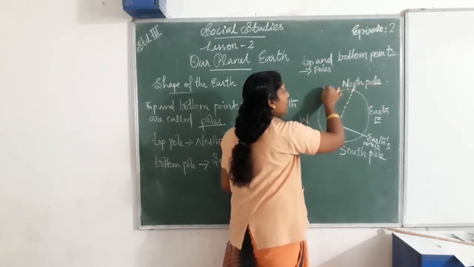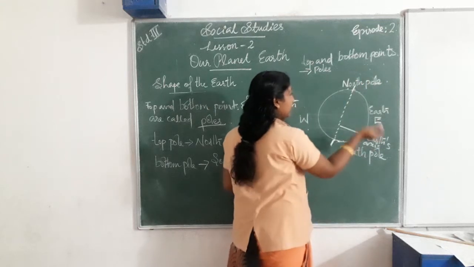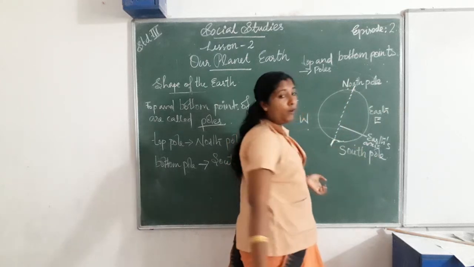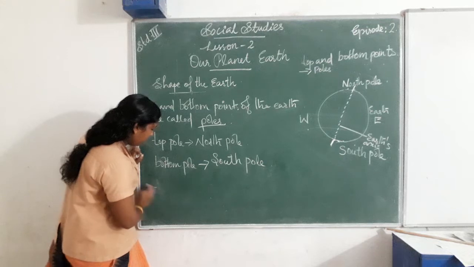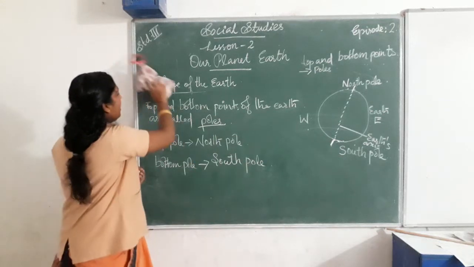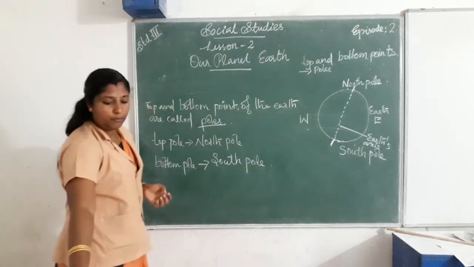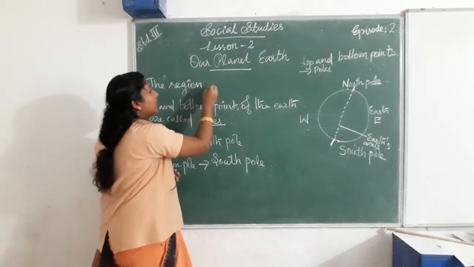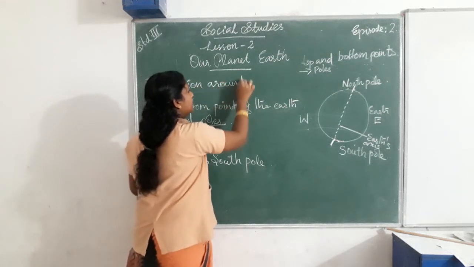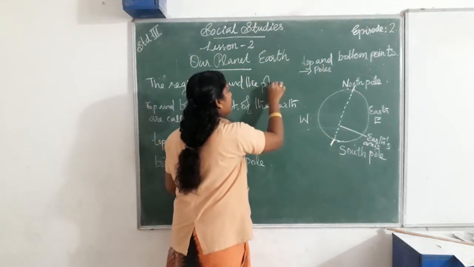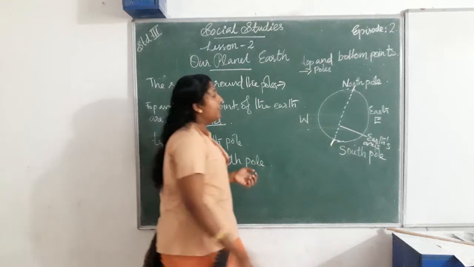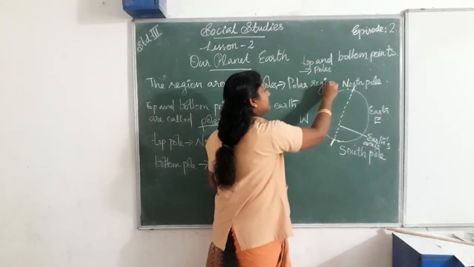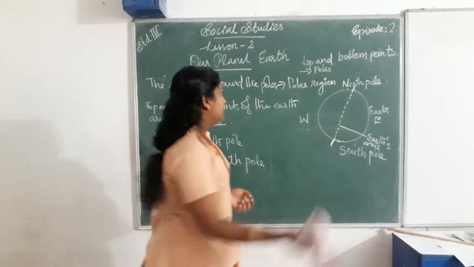The region around the poles, the two poles, the North Pole and the South Pole, are called polar regions. The region around the poles is called polar region.